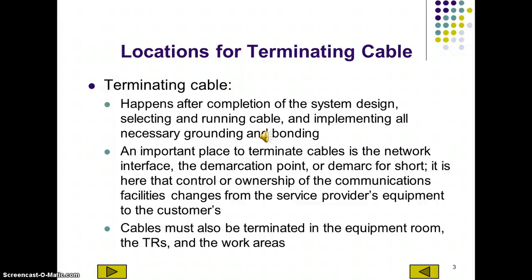And again, we've talked about terminating cables in the equipment room, telecom closets, as well as the work areas. So with that, read through the bullet points and then move to the next slide.